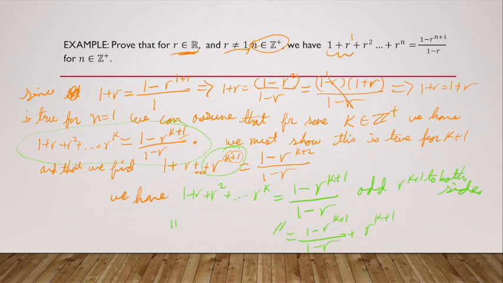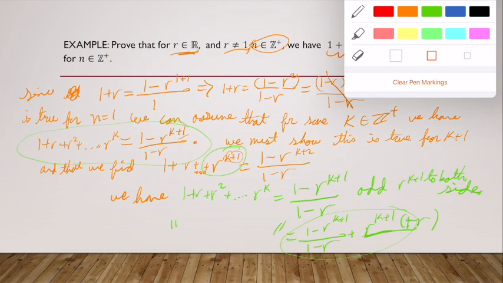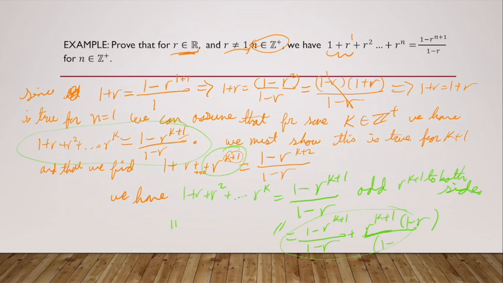Now, I need to rewrite this so I can combine these two. So I'm going to have to make this a fraction by multiplying by 1 minus r on the top and 1 minus r on the bottom. I can then go ahead and add these. That gives me 1 minus r to the k plus 1 over 1 minus r plus r to the k plus 1, but let's go ahead and distribute that. So that's r to the k plus 1.